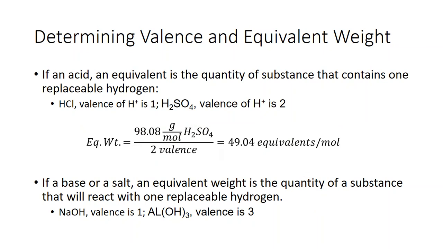If your compound is a base or a salt, then the equivalent weight is the quantity of a substance that will react with 1 replaceable hydrogen. For sodium hydroxide, that sodium can be replaced by a hydrogen, so the valence is 1. Whereas with aluminum hydroxide, the valence is 3 because it would take 3 hydrogens to bind to that many hydroxyls.